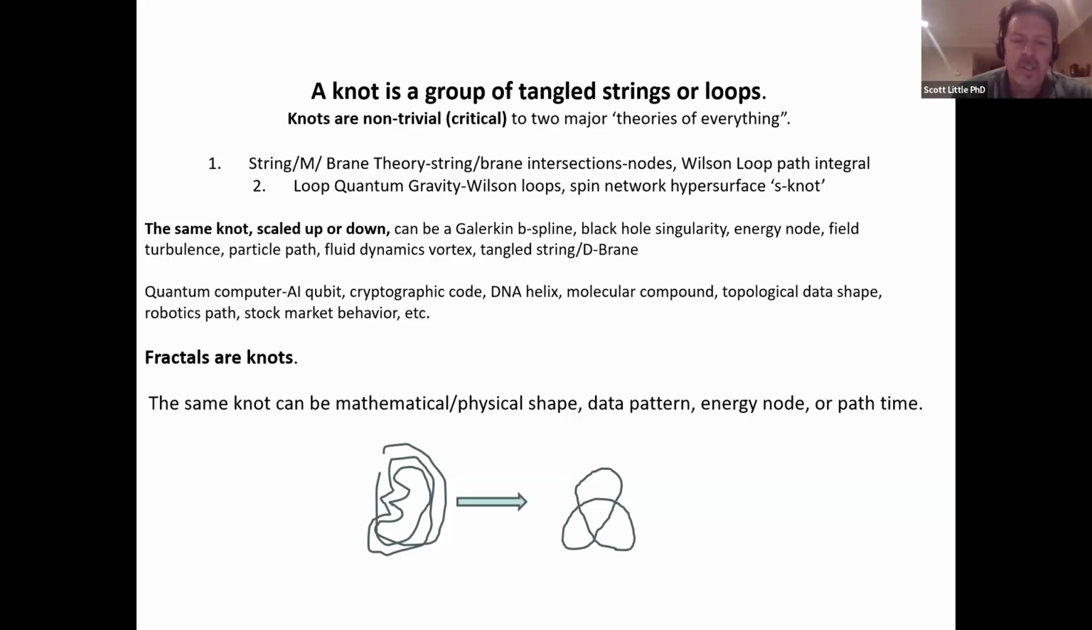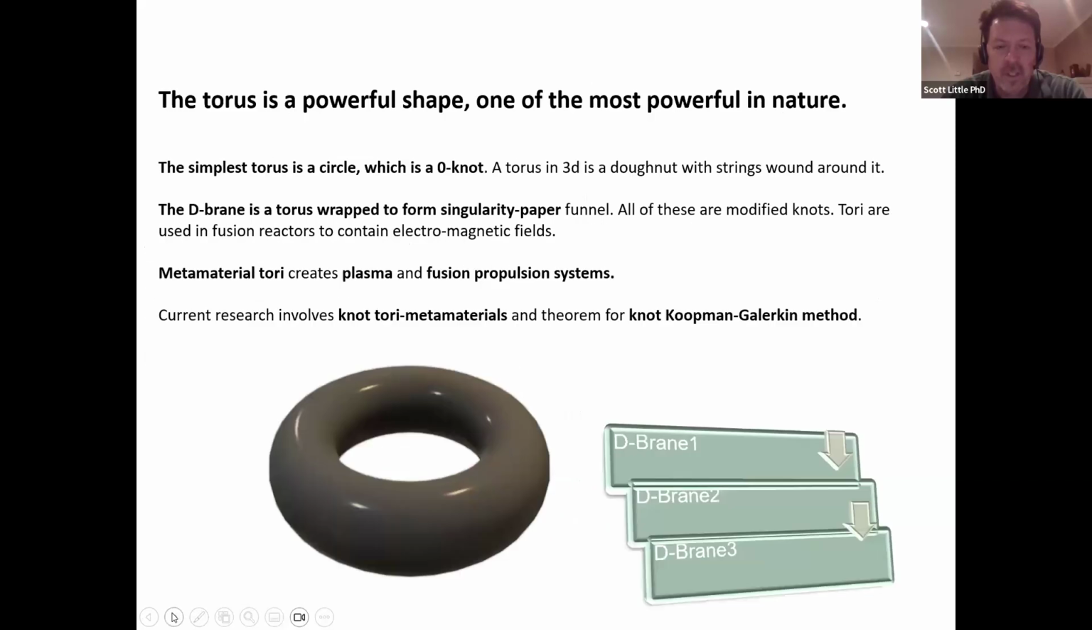Tangled string is a D brane. It's a DNA helix. They use it a lot in cryptography, molecular compounds. Paths of robots are knots, stock market behavior are knots. And it could be so many different things. I just drew a kind of squiggly shape, turning into what's called a trefoil knot, which is actually very common. And it has 3 points on it, and these each cross at different vertices of the knot. So the thing that's bringing this all together is the knots, and that's what's bringing all the different modes of the different math and the physics together.